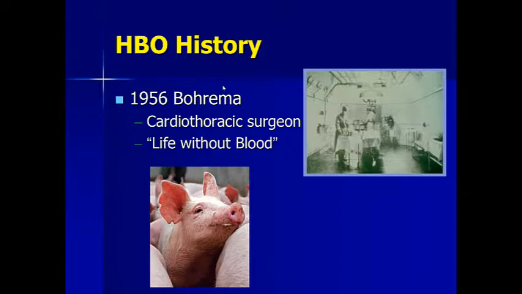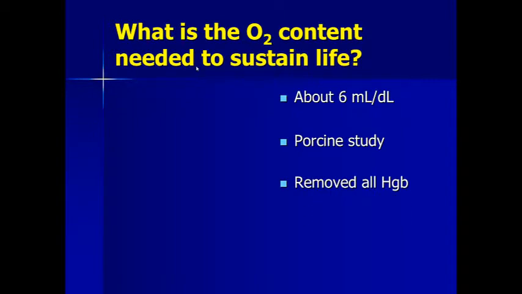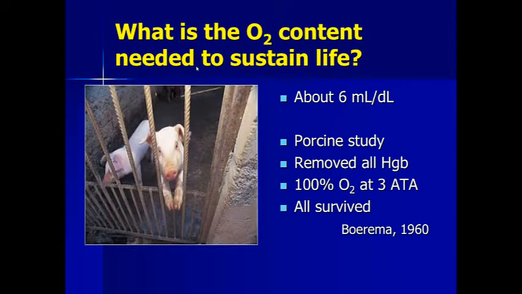And in the 50s, Dr. Boerema, a cardiothoracic surgeon from the Netherlands, came up with this. I showed this last time. It's just a very interesting study where they did a porcine study where they basically transfused all the blood out of these little piglets and replaced it with plasma or a lactated Ringer's type solution. So basically these pigs had no red blood cells, yet they were able to survive for about, I think, 45, 50 minutes at 3 atmospheres breathing 100% oxygen. And then they all got the blood back, they survived, and they continued on their merry way.